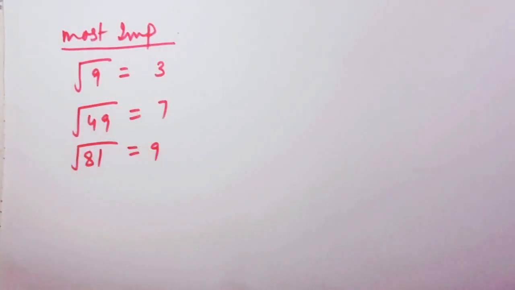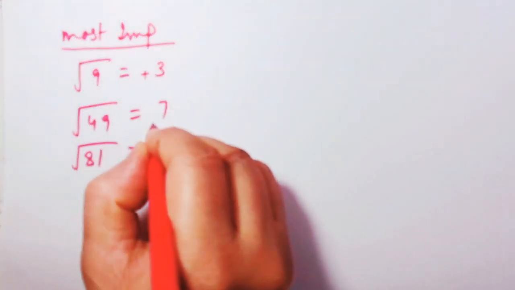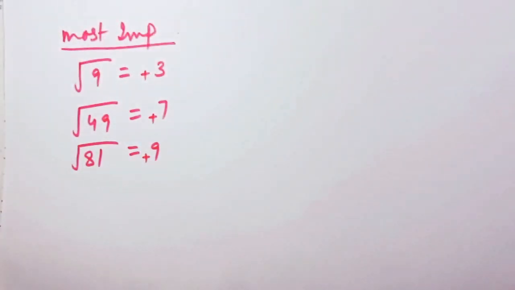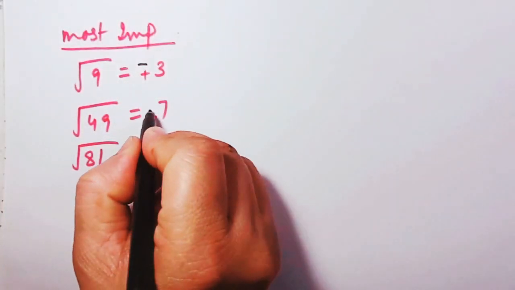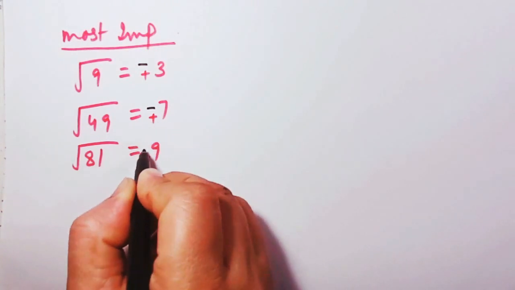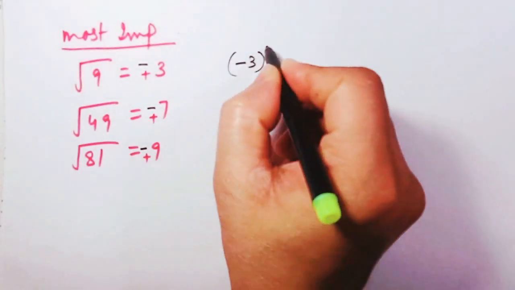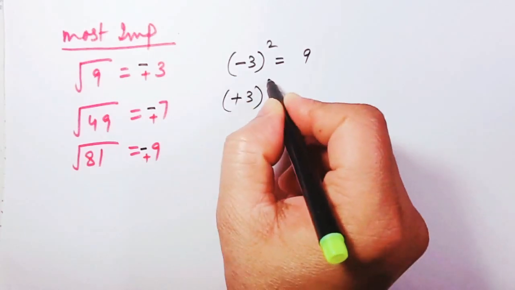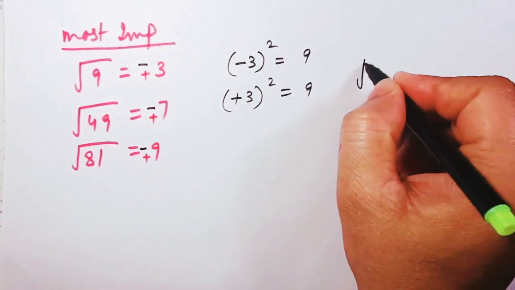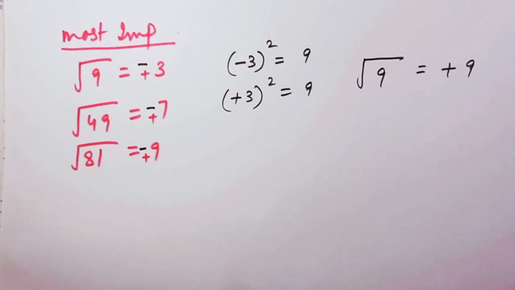Is our answer only positive? Is our answer only plus 3 and plus 7 and plus 9? No, sir. It will be both. Minus 3 also, plus 3 also. Minus 7 also, plus 7 also, and minus 9 and plus 9. Why? Because minus 3 squared is equal to 9, and plus 3 squared also is equal to 9. Therefore, the square root of 9 will be plus 3 also and minus 3 also.